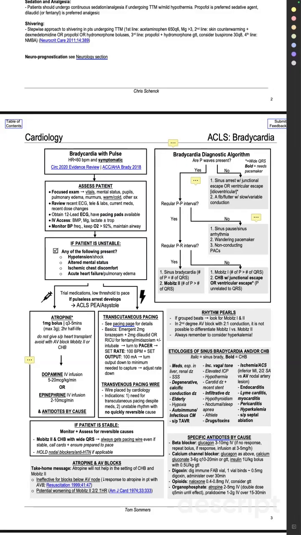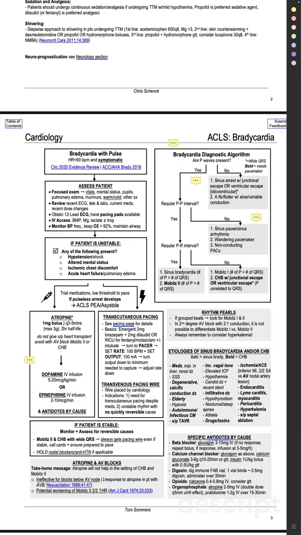So what do you do? You first assess the patient. You do a focused physical exam, get their vitals, their mental status, their pupils, are they constricted or dilated, pulmonary edema, murmurs, are they warm or cold, any other symptoms. And then you review their recent EKG, get telemetry and labs, any current meds, recent dose changes.